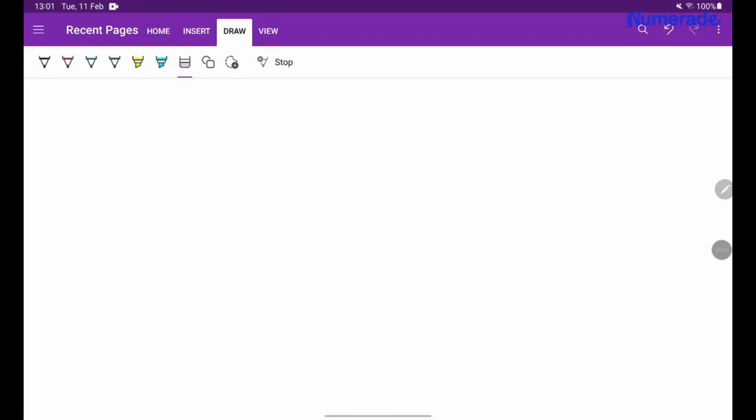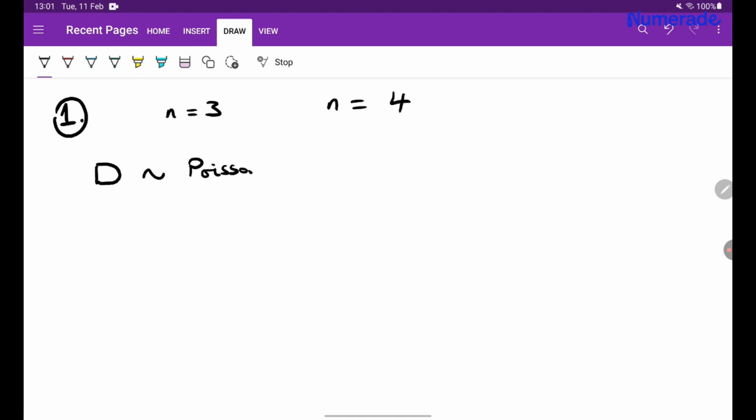Hi there. So we're going to start with question number one, where essentially we want to calculate how many cakes we're going to do in the day. Are we going to do n equals 3 cakes or n equals 4 cakes? And we have a random daily demand D, which is Poisson distributed with a mean equal to 2.8.